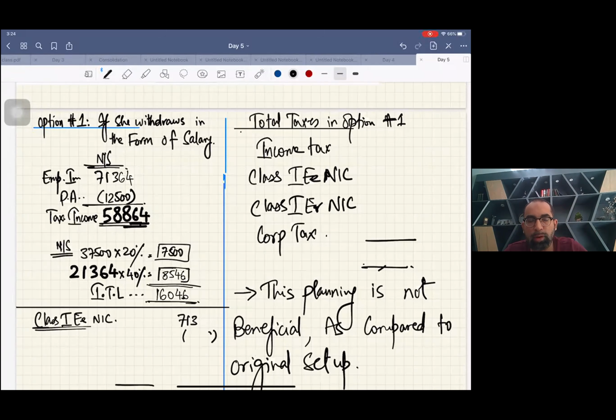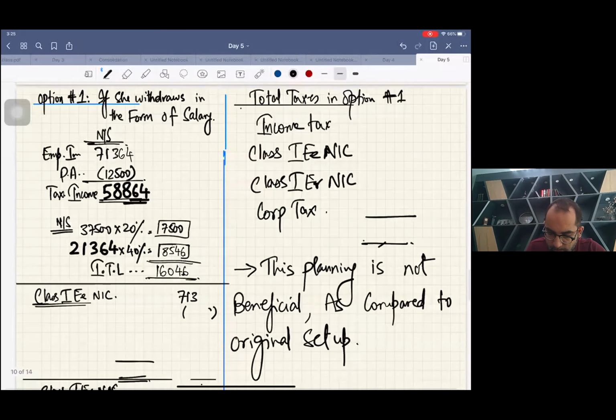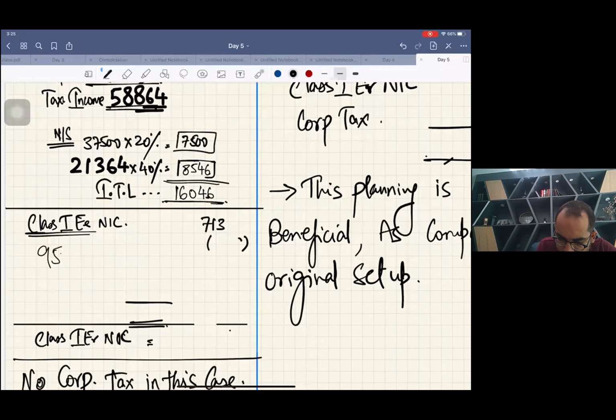Now hold on. As she is the employee, definitely all employees in the UK have to pay class 1 employee NIC. So let's calculate class 1 employee NIC. I'm sure you know this. The bands are 0 to 9500, 9500 to 50,000, and then 50,000 and above. The first band, 0 to 9500, is 0%, so it will be 0.